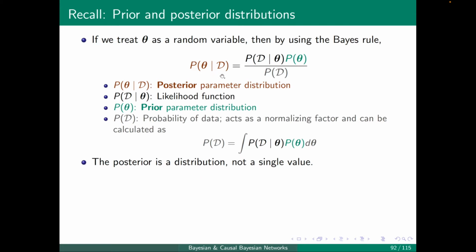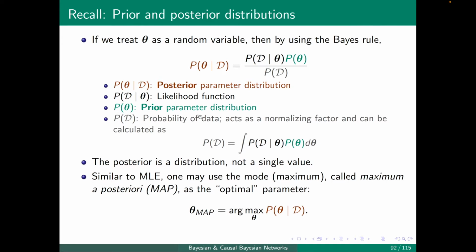So similar to MLE, one may use the mode, for example, called maximum a posteriori, as the optimal parameter. So one may define theta MAP as argmax of this posterior distribution. This is sometimes used in practice. The mean or any other statistics may be used as well. So we can take the mean of the posterior and use that as the optimal value.